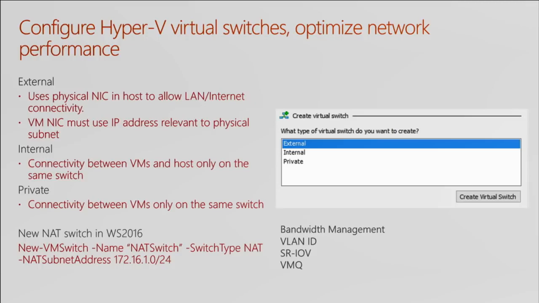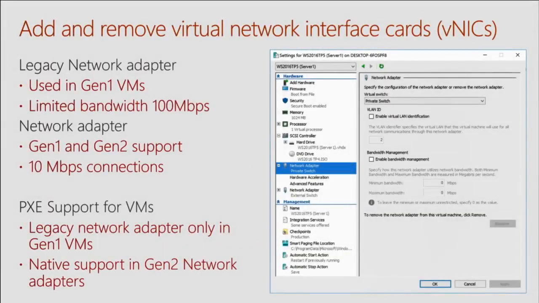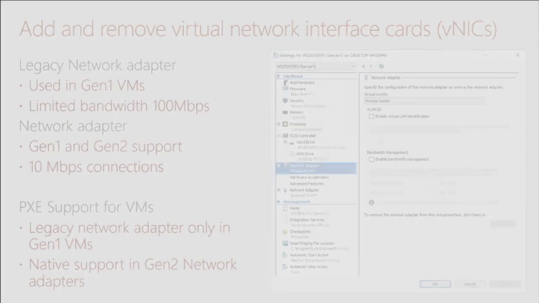Was there a typo? Go back. That's absolutely 10 gigabits. My apologies. There is a typo in that section. Thank you. Yes, network adapter should read 10 gigabits per second. Every network adapter in Hyper-V is a 10 gig connection.